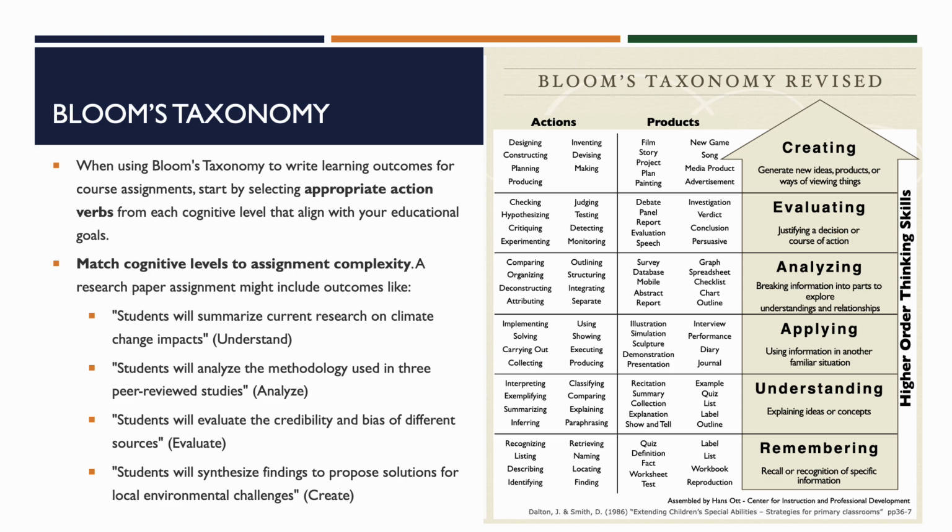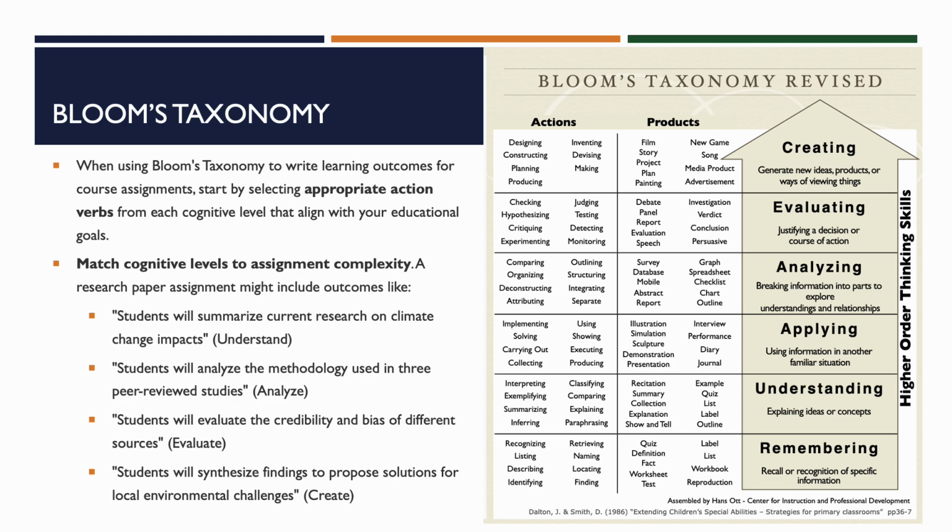When using Bloom's taxonomy to write learning outcomes for course assignments, start by selecting appropriate action verbs from each of the cognitive levels that aligns with your educational goals. Match those cognitive levels to the assignment complexity. A research paper assignment might include outcomes like students will summarize current research on climate change impacts. That might show up in the understand cognitive level.